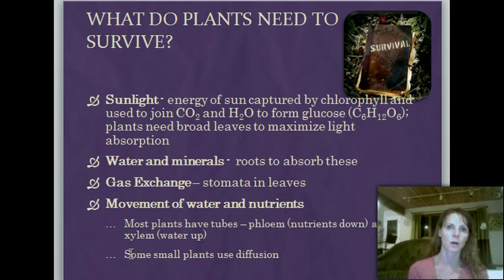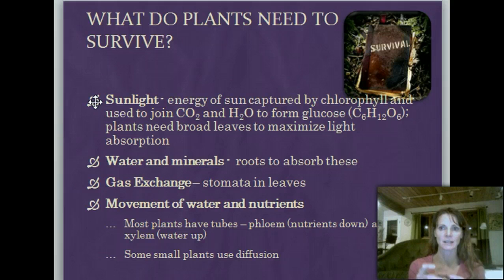Maybe your mom makes you water the plants, and you're like, yeah, I know they need water. Well, of course they need sunlight, because we know that they need to undergo photosynthesis, right? So the energy of the sun is captured by the chlorophylls. This is a blast from the past, remember? We talked about photosynthesis in Bio A. So the sun's energy is captured by the chlorophyll, and it's used to join the CO2 and the H2O to form glucose. That's photosynthesis.